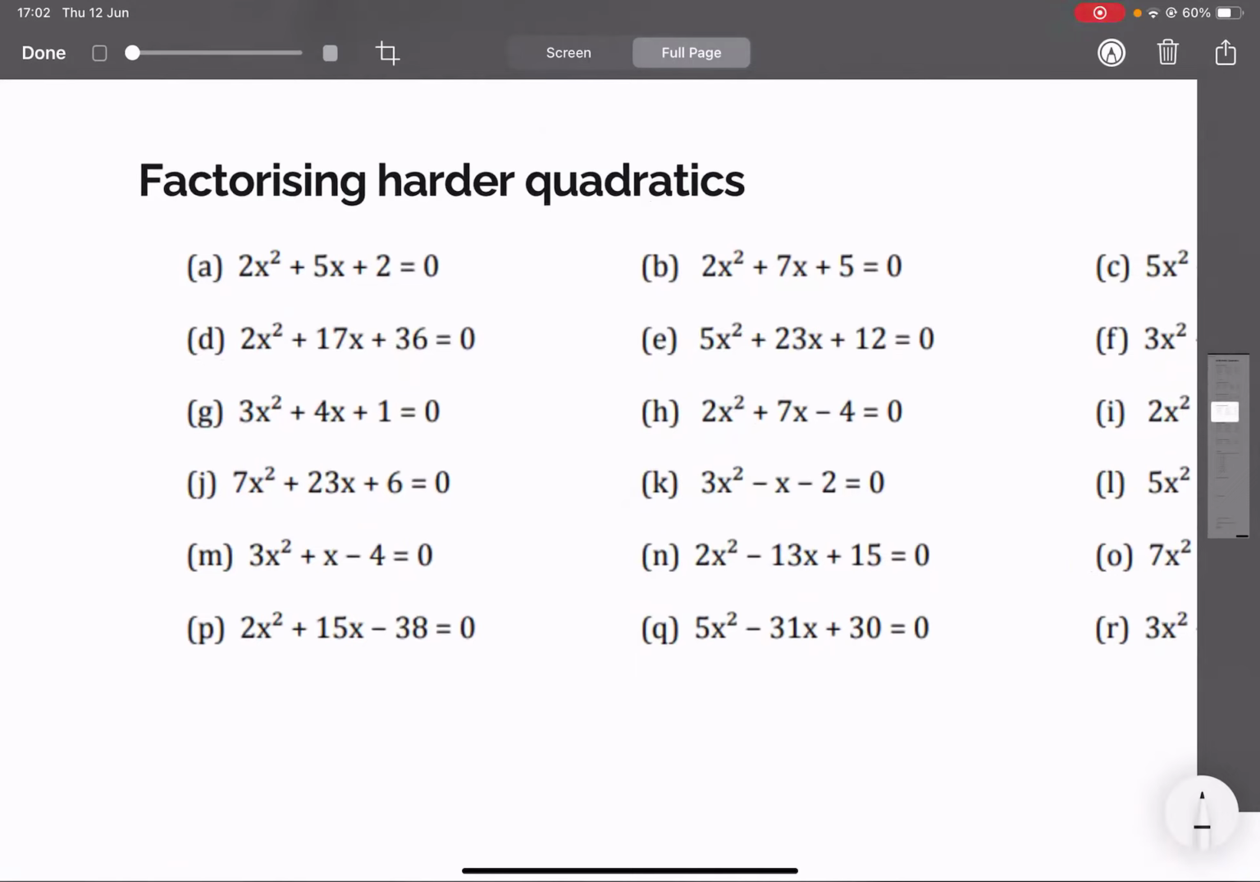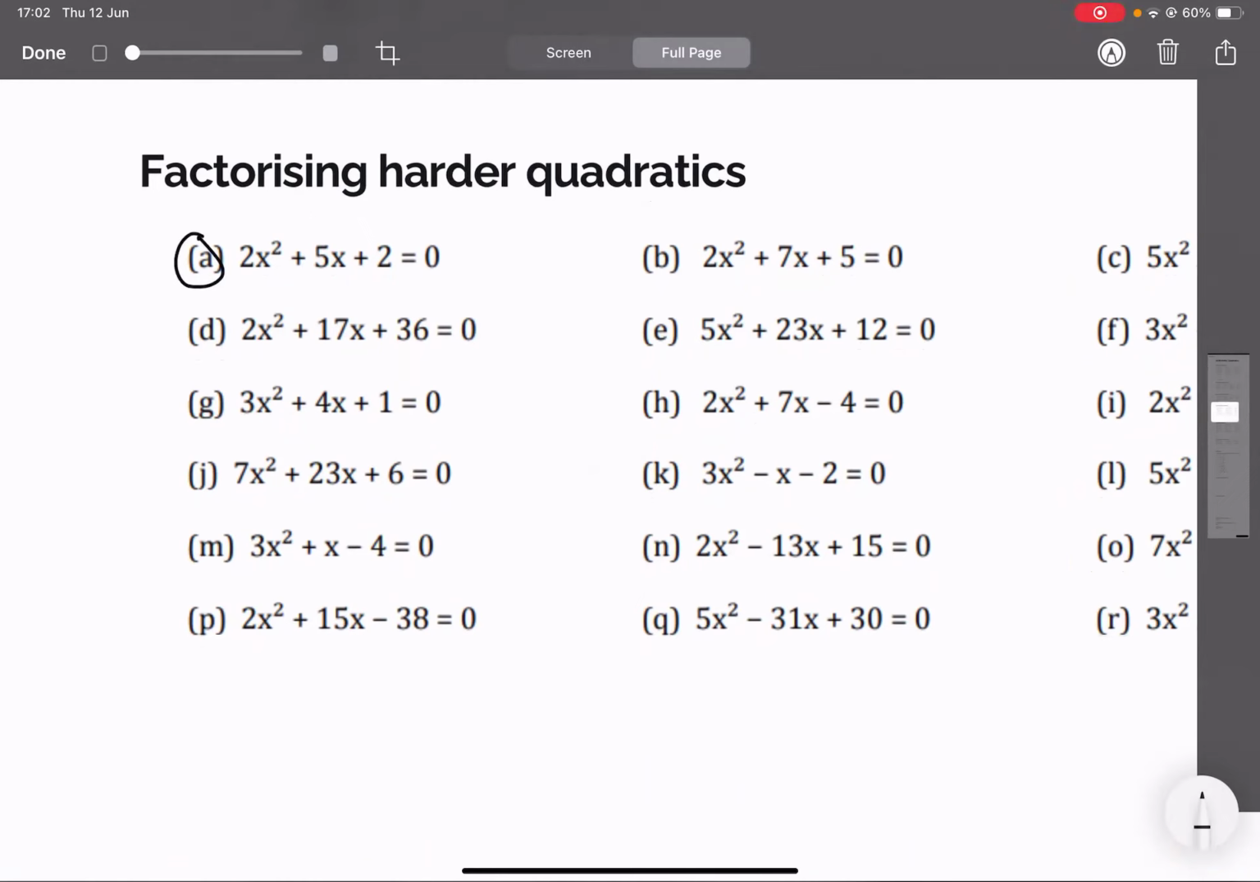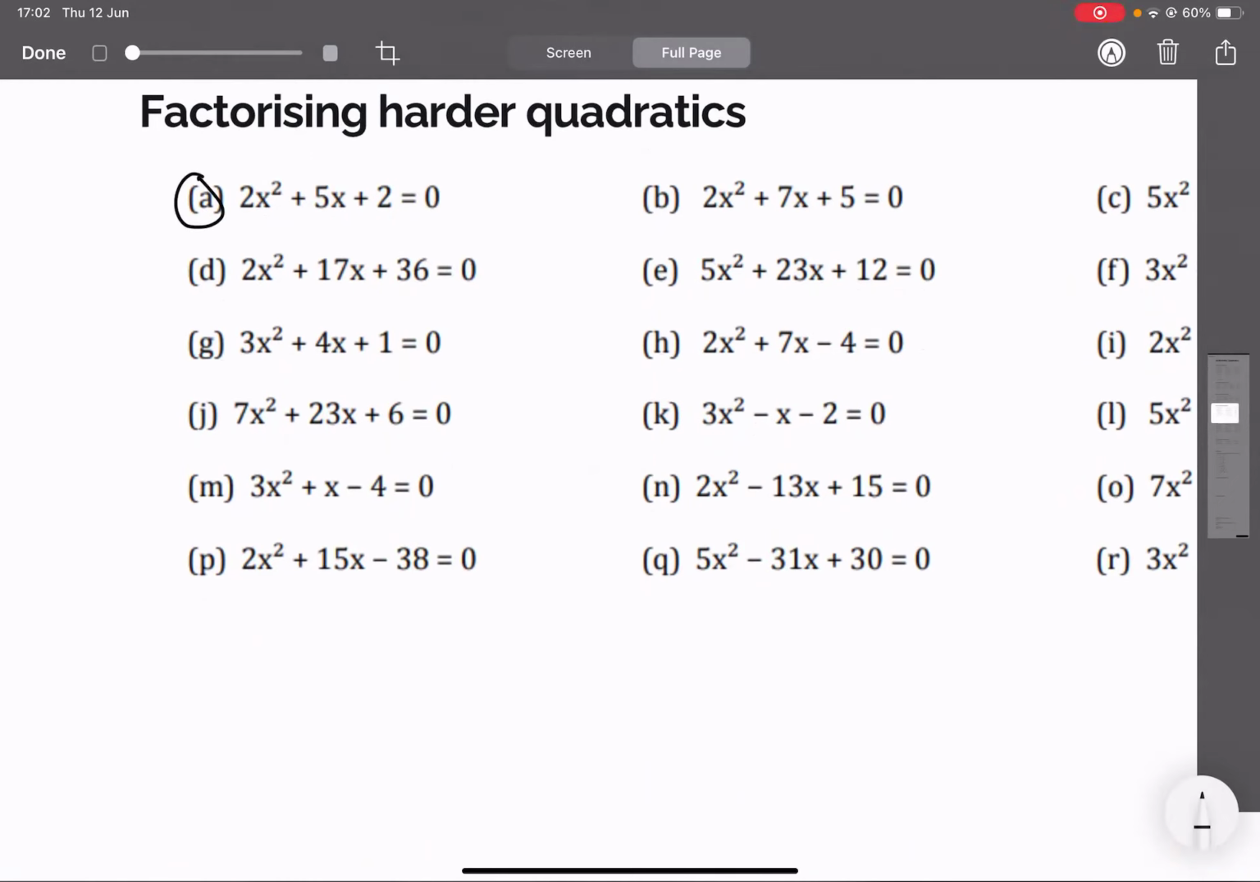Finally, we have the harder quadratics, which you have to know for your exam. There's one really long method to do this, but what I would recommend is the trial and error method. First of all, you have to be very sharp at expanding brackets. So for example, you see for A, you're going to be like, okay, this has to be 2x and x. Do you get it? Why it's 2x and x?